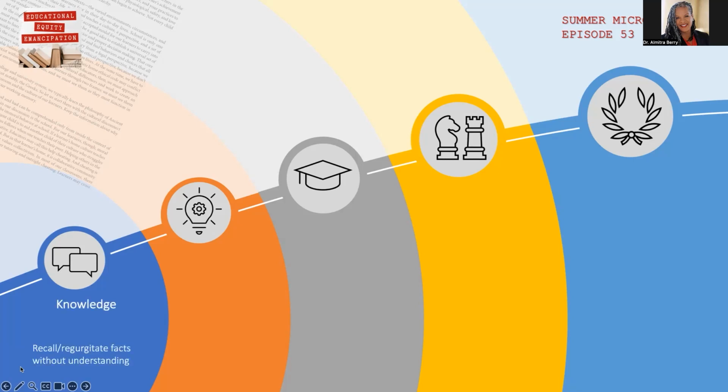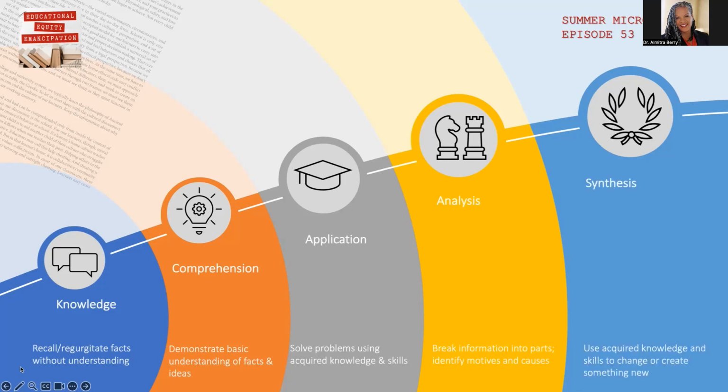All right, so the first level of Bloom's is knowledge. And at this level, we recall or regurgitate facts, not necessarily understanding what we're talking about. The next level is comprehension. And at comprehension, you can demonstrate basic understanding of facts and ideas. Next up is application, where we solve problems using our acquired knowledge and skills. And we're in the higher order thinking now. The next level is analysis, where we break information into parts, identify motives and causes. And level 5 is synthesis, where we can use our acquired knowledge and skills to change or create something new. There is a 6th level called evaluation, and I will address that further down in the presentation.